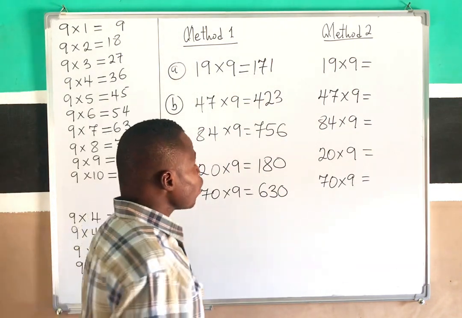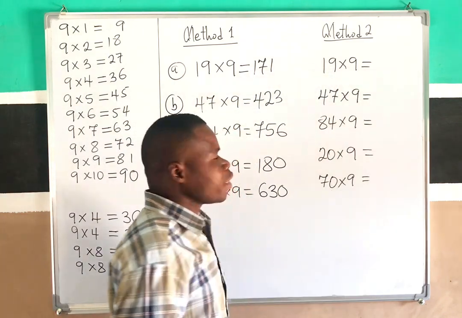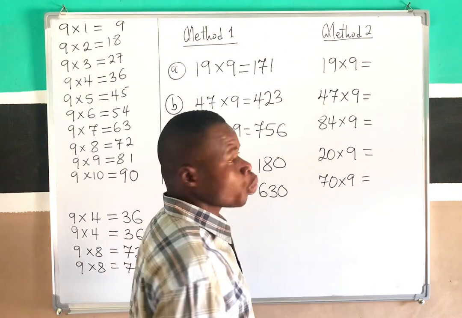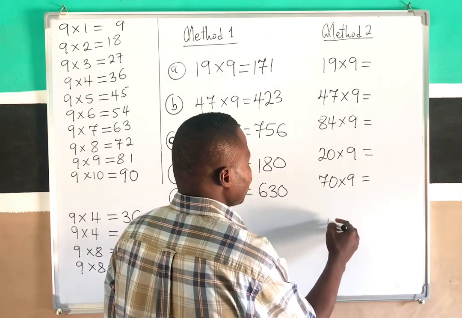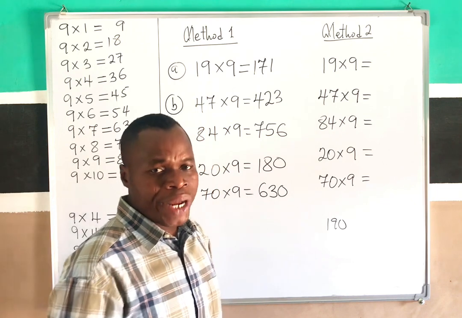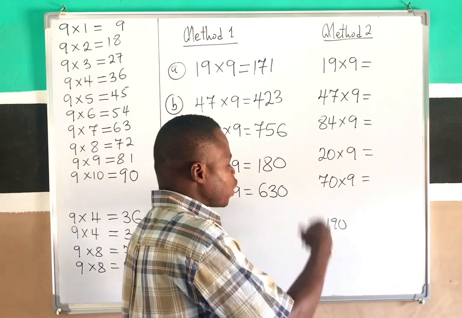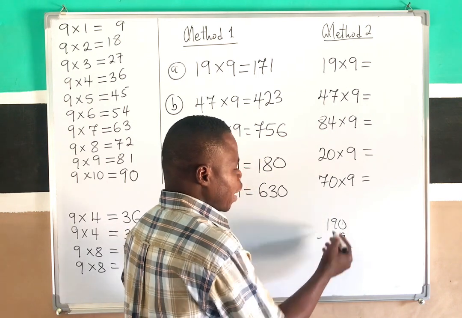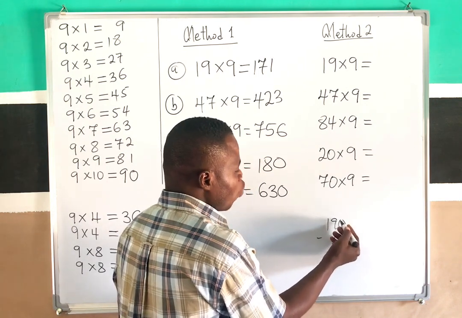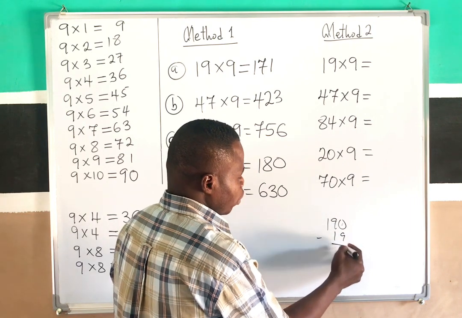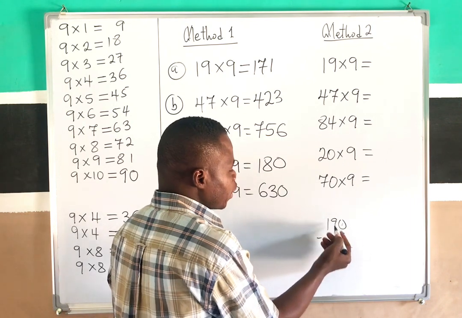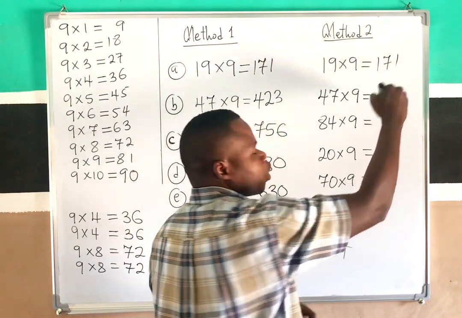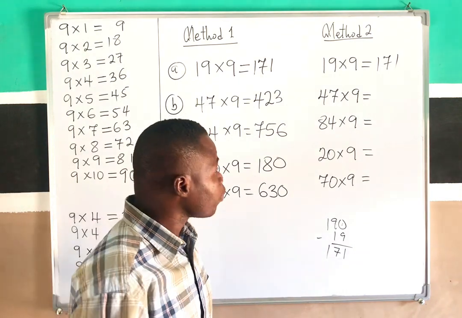Method 2, I have 19 times 9. What you do is just take the whole 19 and attach 0 to it. So if I take 19 and attach 0 to it, it will give me 190. After that, I will subtract the same number from 190, that is minus 19. You can see that 0 minus 9, I have to borrow 1 here. Borrowing 1, this one will be 10. 10 minus 9 is 1. But here is now 8. 8 minus 1, 7. And I will bring down this 1. That will give me 171. This is how we use method 2.